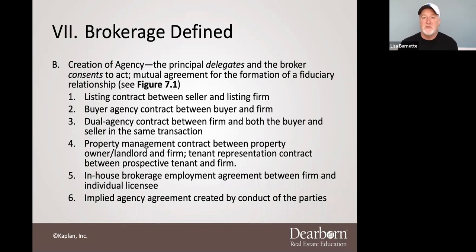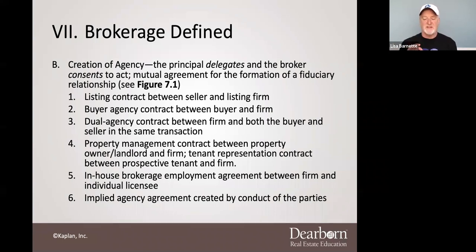Property manager just simply means that I'm working for a landlord, trying to do the best with his investment on that particular property. In-house brokerage agreements refer to the fact that when I work with a firm, I'll actually have an agency agreement with my firm. Do you remember earlier we talked about the fact that I'm an agent of the agent, technically. So I have to have an agency relationship with my firm. So we have agreements for that.